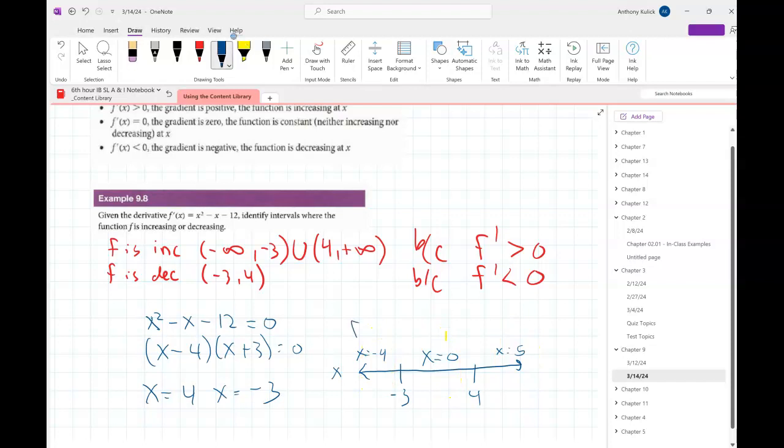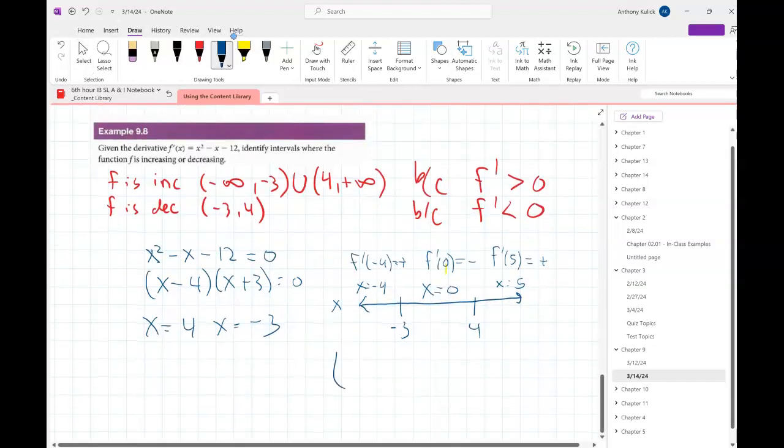Then I'm going to compute f prime of negative 4, and then f prime of 0, and then f prime of 5. So f prime of negative 4 is 16 plus 4 minus 12. That's positive. I don't really care what the number is, I just care about the sign of it. If I plug 0 in, that's 0 minus 12. Well, that's negative. And if I plug 5 in, that's 25 minus 5 minus 12. Well, that's positive.